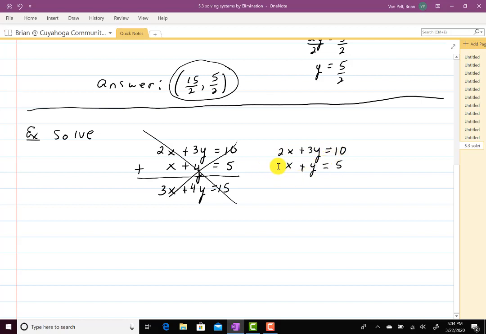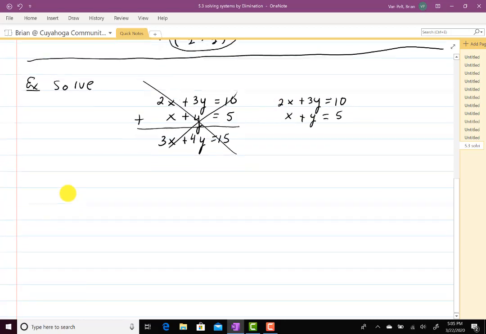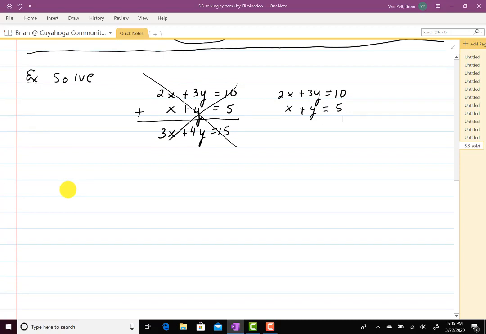Instead, I'm thinking of multiplying the second equation by -2. That way when I multiply it by -2, I'll have a -2x and I'll have a +2x. When I add them together, the x's will cancel. So let's go ahead and do that. So probably the easiest thing is to just rewrite these things each time you do this. And x plus y equals 5. So like I said, I'm going to multiply the second equation by -2.